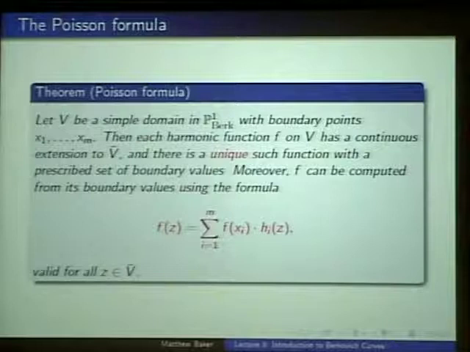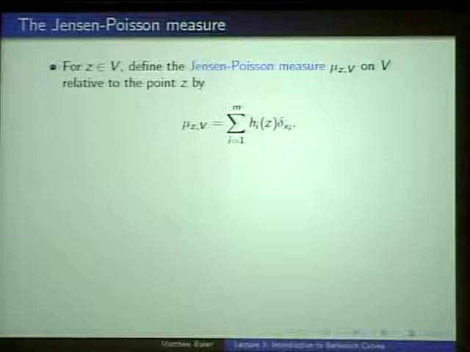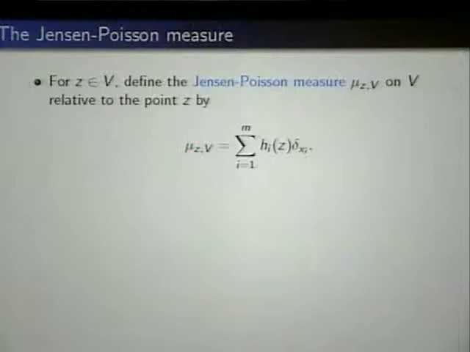So we could say this in terms of a Jensen-Poisson measure. Right, so just define a measure that depends on the point Z and on the domain V, but not on any choice of a harmonic function F. Take the delta masses, point masses at each of the boundary points, and the weights are given by H_i of Z. So then the Poisson formula is the following.